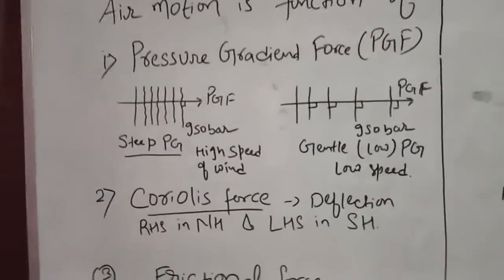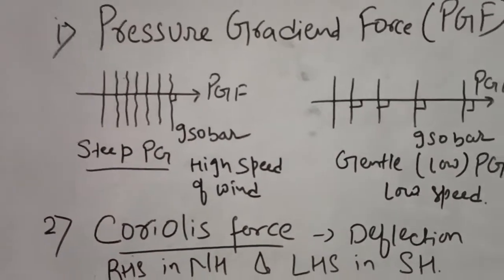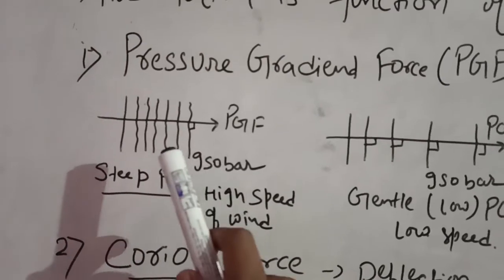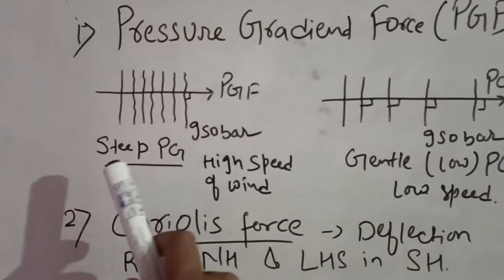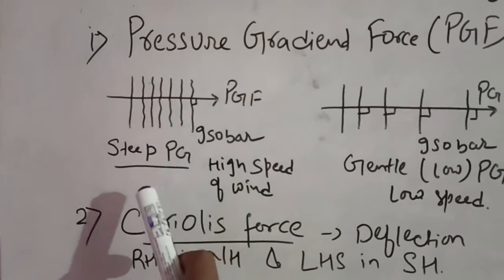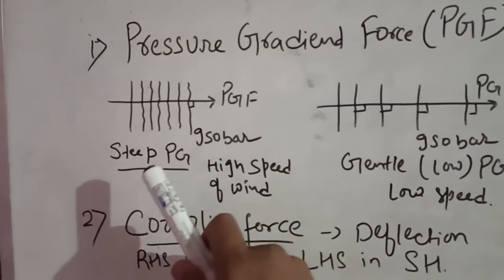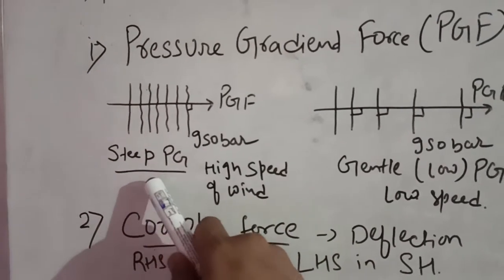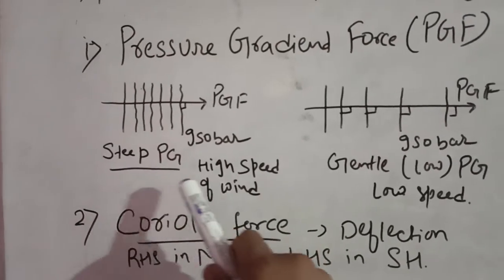So this is an example of steeper pressure gradient. Steeper pressure gradient means when pressure changes from one place to another place, the rate of change of pressure is very fast. So it is called steeper pressure gradient, and the pressure gradient is directly proportional to the speed of the wind. If pressure is changing very rapidly, we can say speed of the wind is very high. Wind will blow with a very high speed.